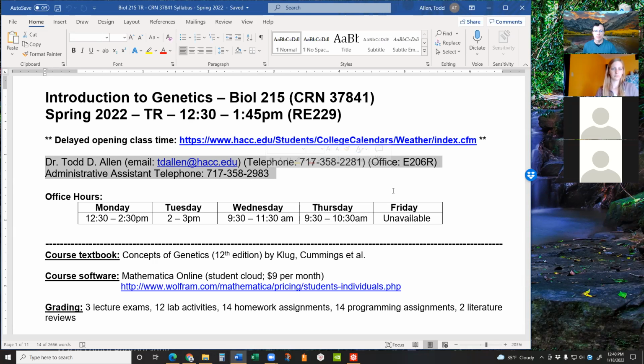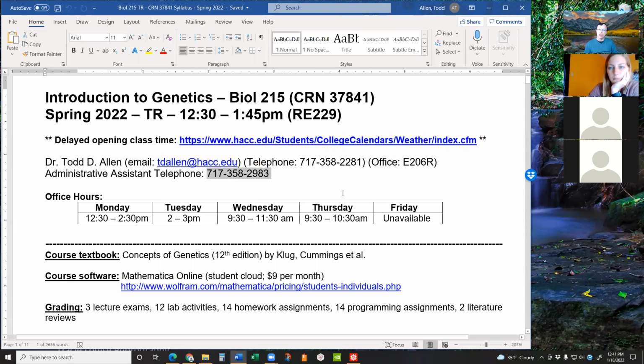When we do get back to campus, my office telephone number is 358-2281, and my office is 206R in the East Building. So hopefully that information will become relevant in a couple weeks. If you really need to talk to someone about something going on and you can't get a hold of me, you can always call our administrative assistant at 358-2983. That person can, at the very least, relay a message to me if there's something urgent happening, okay? So that's my contact information, and welcome to class.